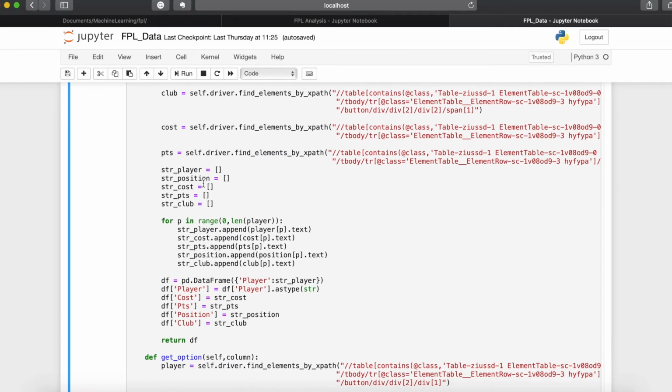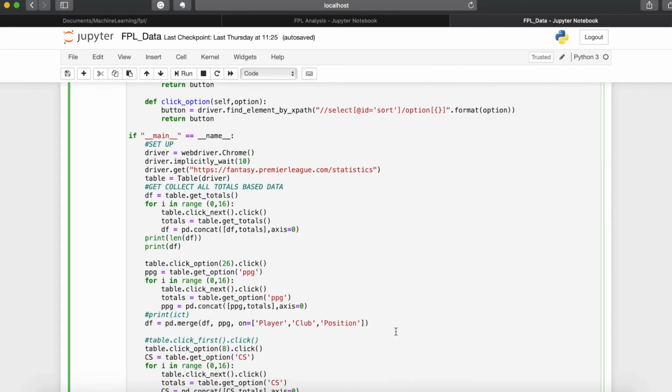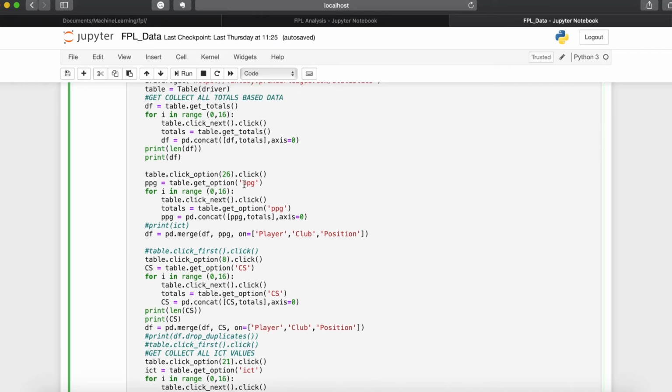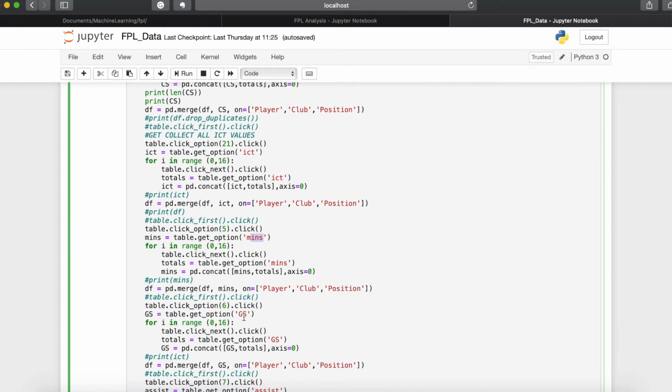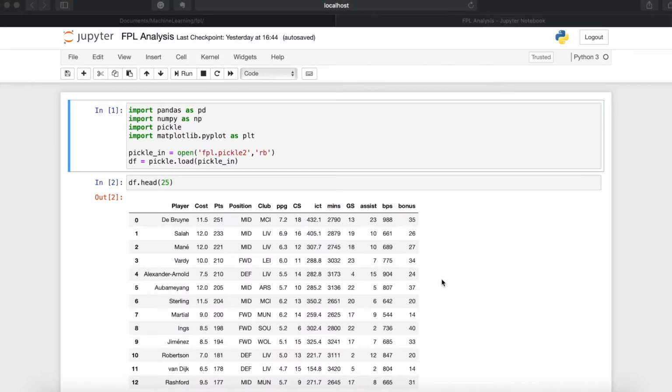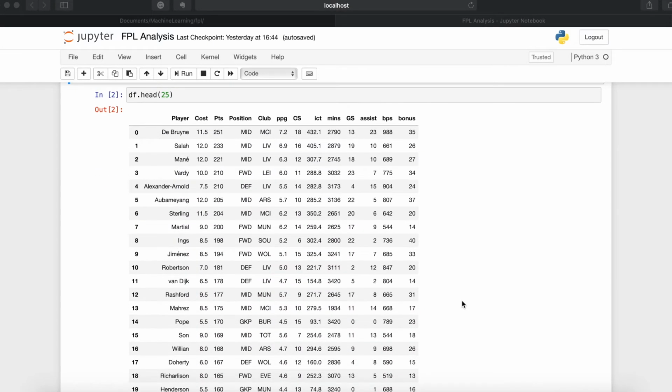So I collected stuff like the players' positions, their cost, the points that they got this season, the club they play for, and then also lots of other smaller details like the points per game value, clean sheets, number of minutes they've played this season, goals scored, etc. Once I've collected all that data, we can then do some analysis of it.